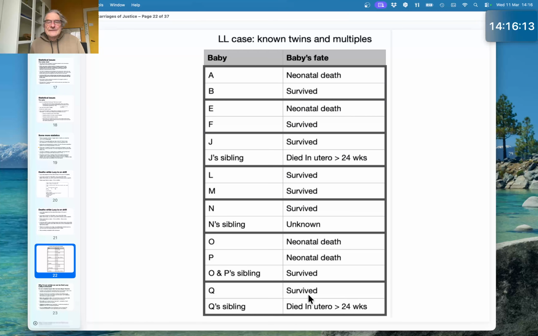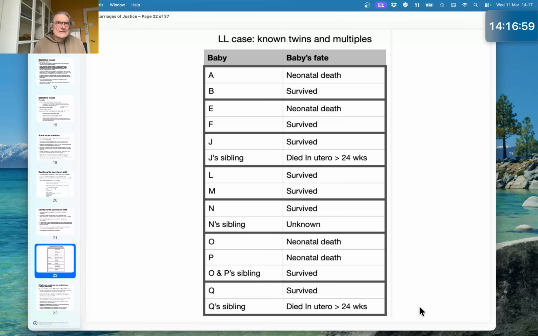And Q went on to survive a twin pregnancy, whereby Q's sibling had died later than 24 weeks in the pregnancy, and we had not heard about that. I don't know if it was known. I don't know if it was told to the court. But anyway, the twins are multiples. There are more of them than you see at first sight, and indeed 10 of the 17 indictment babies are twins and multiples, if I have counted correctly, and that's getting on for two thirds.